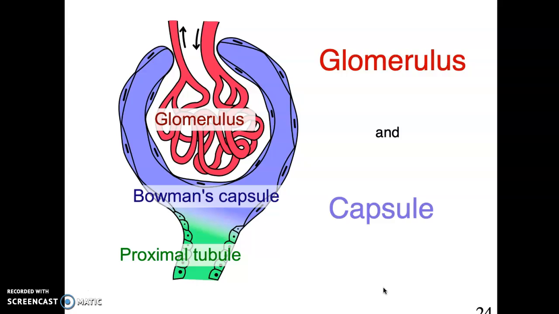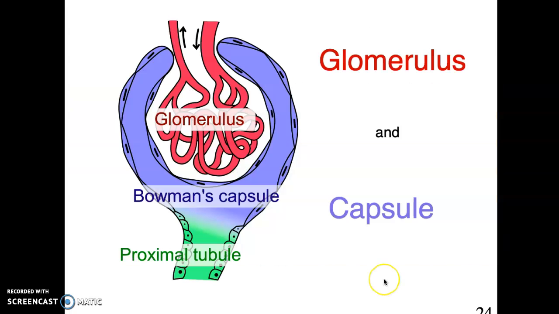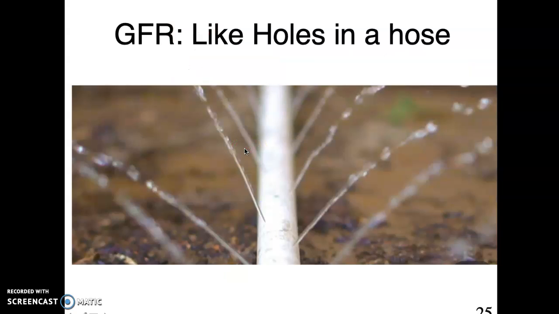Here's the glomerulus, the Bowman's capsule, and the proximal tubule, illustrated really in a nice way. And think of glomerular filtration rate. GFR is glomerular filtration rate. In other words, how much are we really filtering here in this glomerulus? How much is really getting removed from the blood in this region?